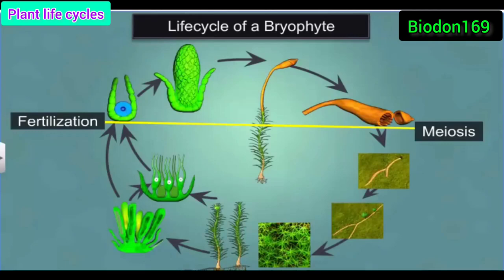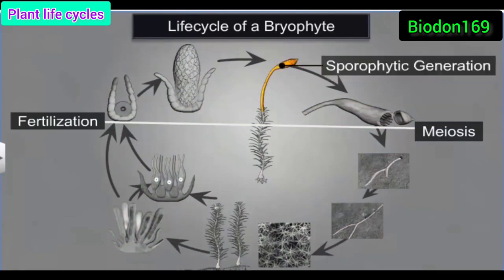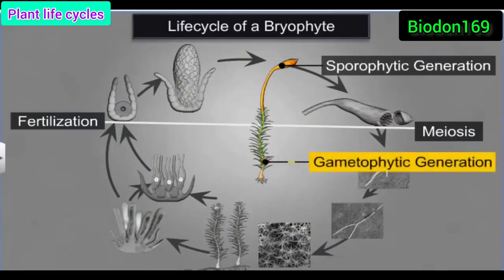On the other hand, the sporophytic generation is short-lived, during which the multicellular sporophyte is totally or partially dependent on the gametophyte for its anchorage and nutrition.